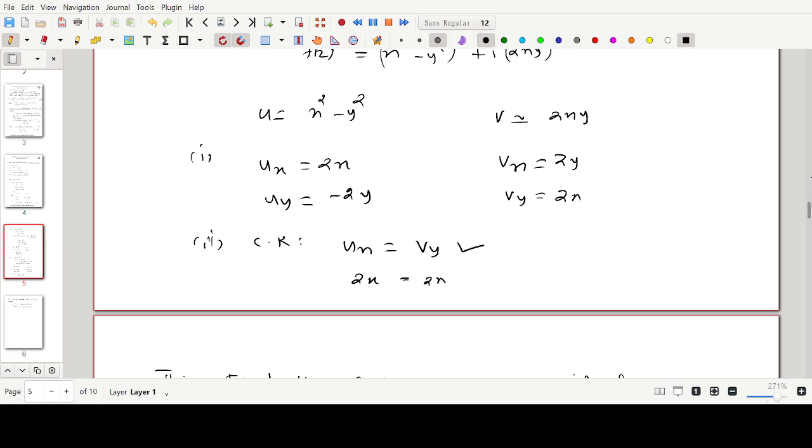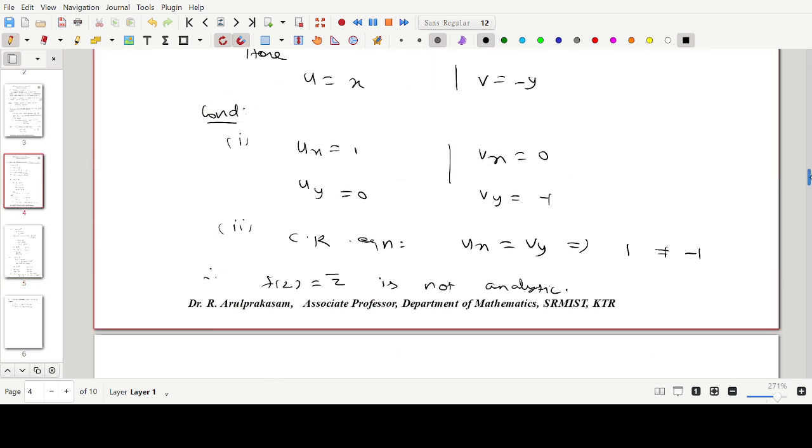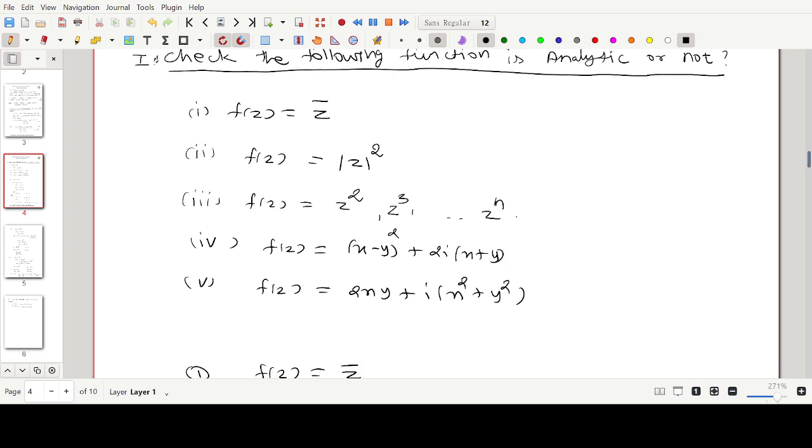What is the second condition? Uy is equal to minus vx. What is our uy value? Minus 2y. Here minus 2y. So the second condition is satisfied. So the CR equation is satisfied. Therefore the given function is analytic. So you can keep in mind any polynomial function is analytic. Any trigonometric function, sin z, cos z, e power z, these are all analytic.